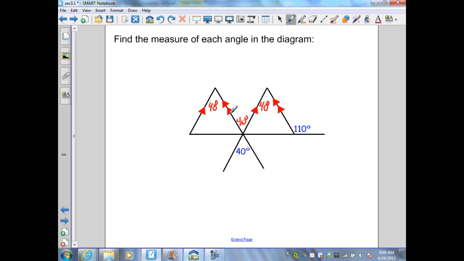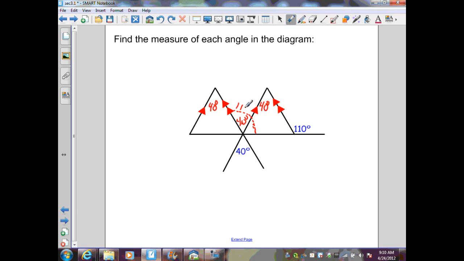I know that this angle and that 110-degree angle are corresponding angles. Therefore, they are congruent when these two lines are parallel being cut by a transversal. So this has to be 110 degrees.